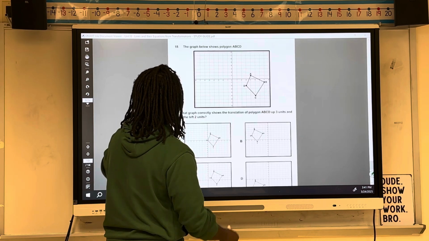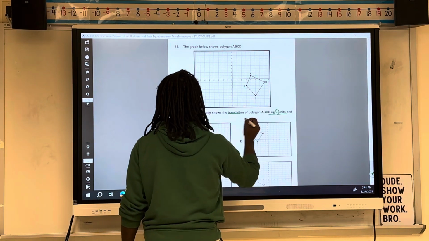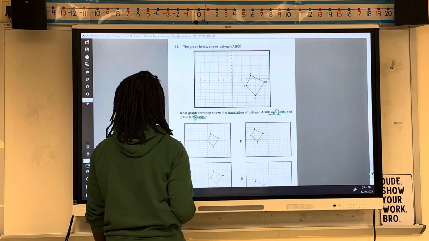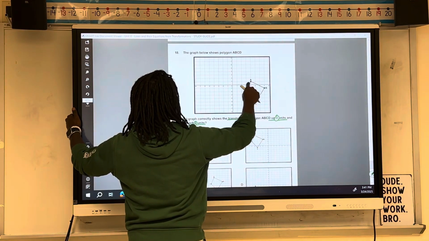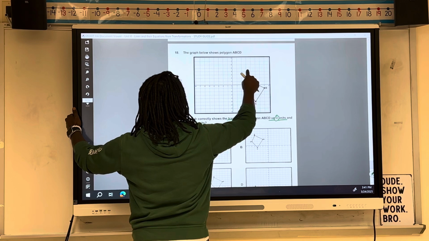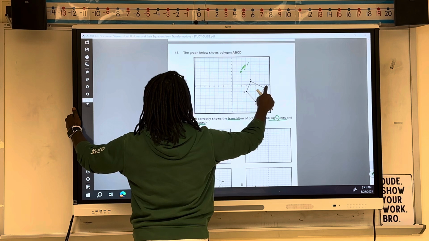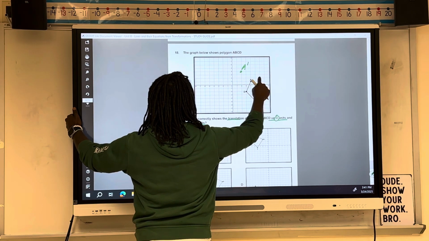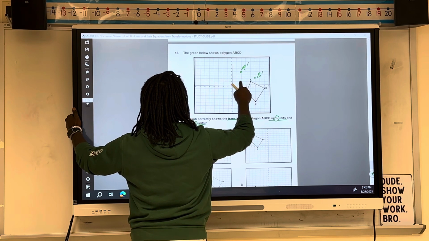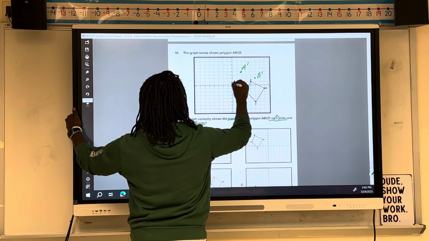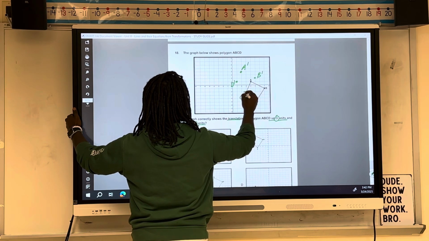Again, we are translating it 3 units up and then 2 units to the left. So I'm going 3 units up: 1, 2, 3, and 2 to the left: 1, 2. This is my new A. This is going up 3 over 2: 1, 2, 3, 1, 2. This is my new B. Up 3, 1, 2, 3, over 2. This is my new D. This is going up 1, 2, 3, over 2. And this is my new C.